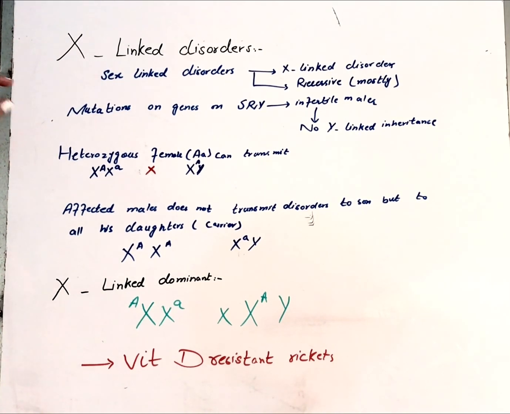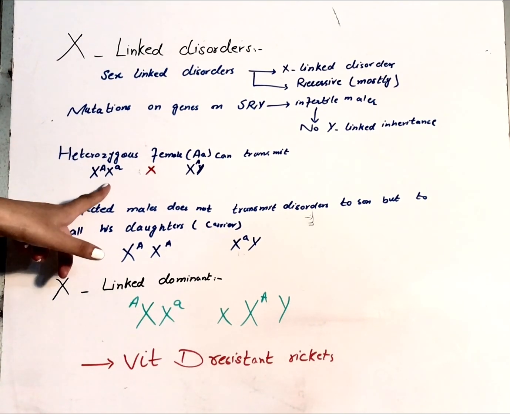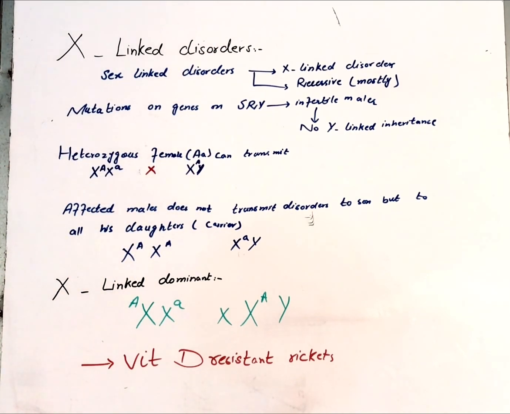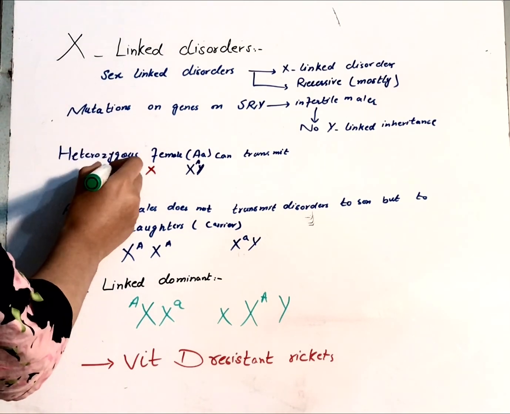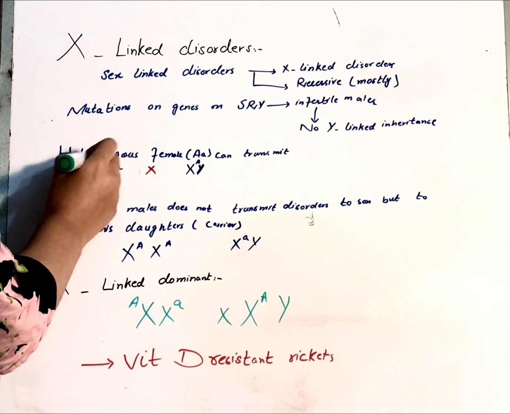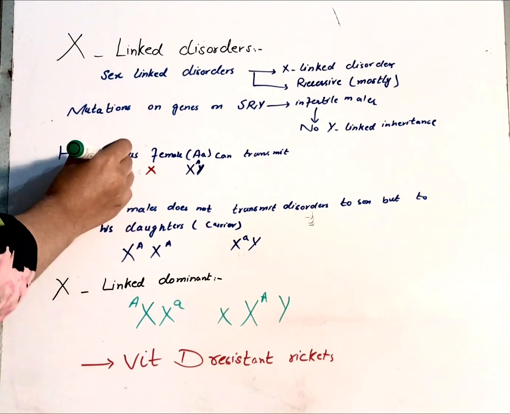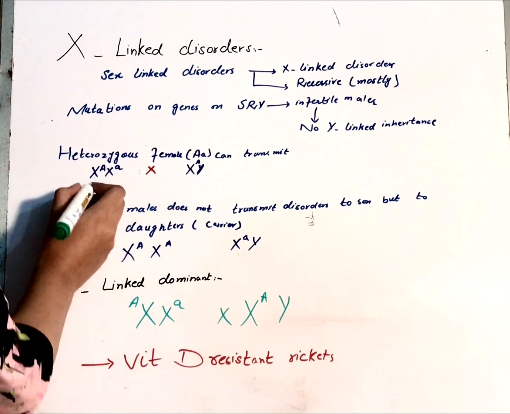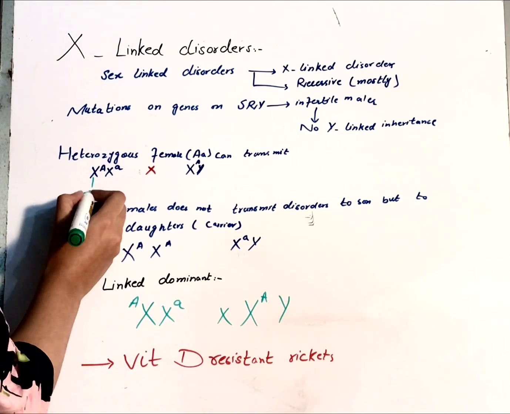Now, let's see what happens if a heterozygous female crosses with a normal male. This is a heterozygous female. It means that she is a carrier. She is not expressing any disorder, but she is a carrier. The male is normal. Now, XA.